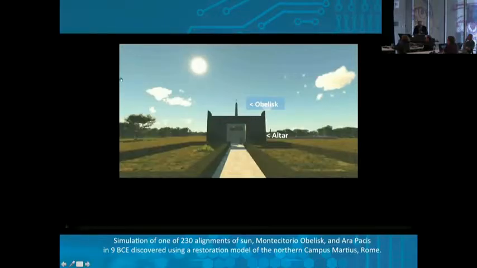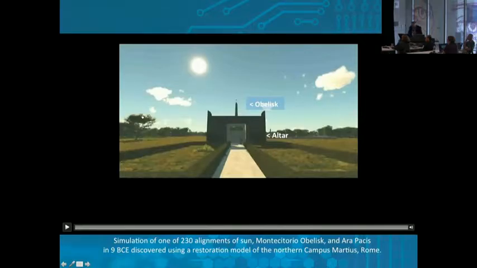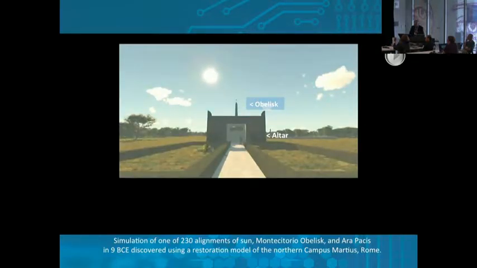In this short video, you can see what we eventually came to realize. The point of the alignment of the monuments was to create an awesome effect whereby the sun's disk could be seen joined to the built obelisk and altar on the ground.